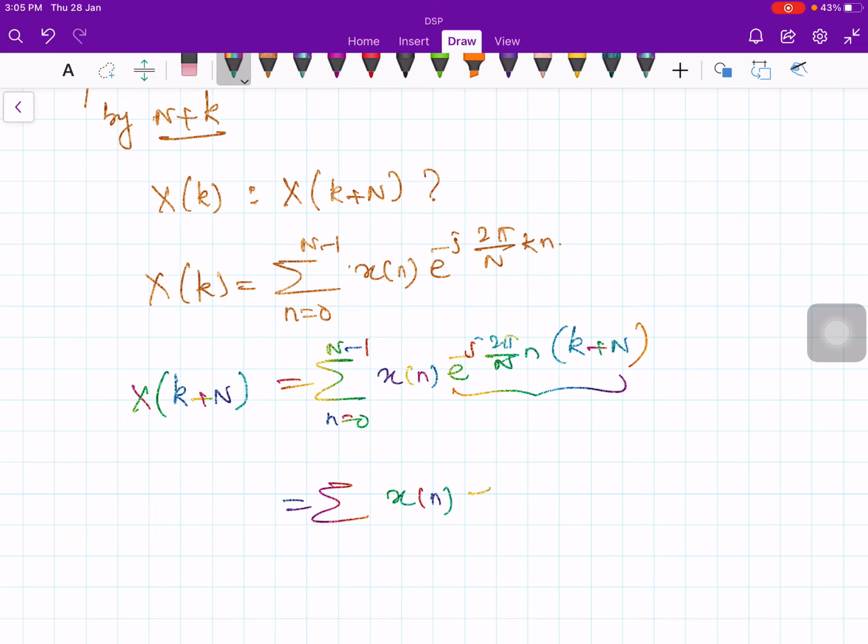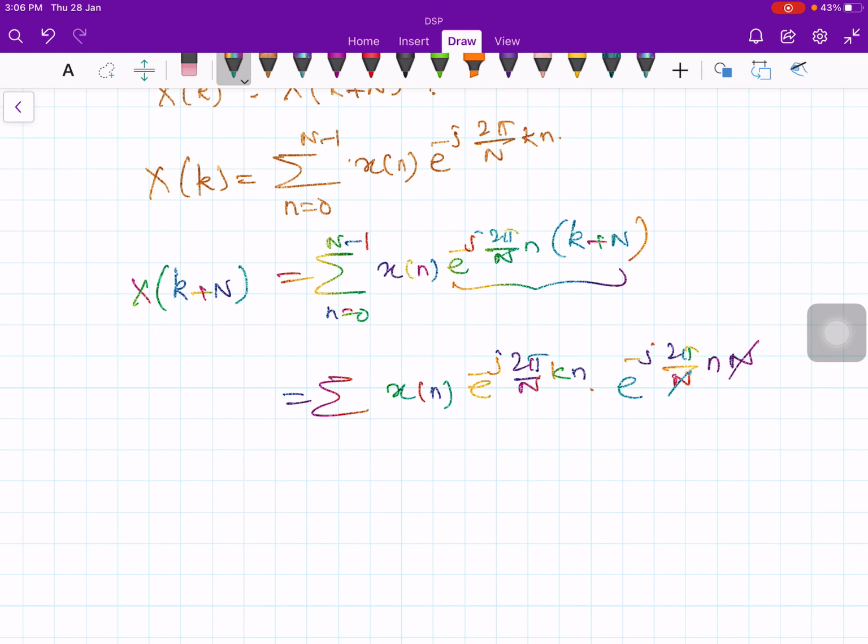x of n e to the minus j 2 pi by capital N kn times e to the minus j 2 pi by N, n times capital N, and this N and that N will get cancelled. So you are left with e to the minus j 2 pi n. What is this value? This value is always equal to 1. Why? The small n is an integer. Integer times 2 pi is always a multiple of 2 pi, that is 0. e to the 0 is cos 0 plus j times sin 0. So this value is always 1.